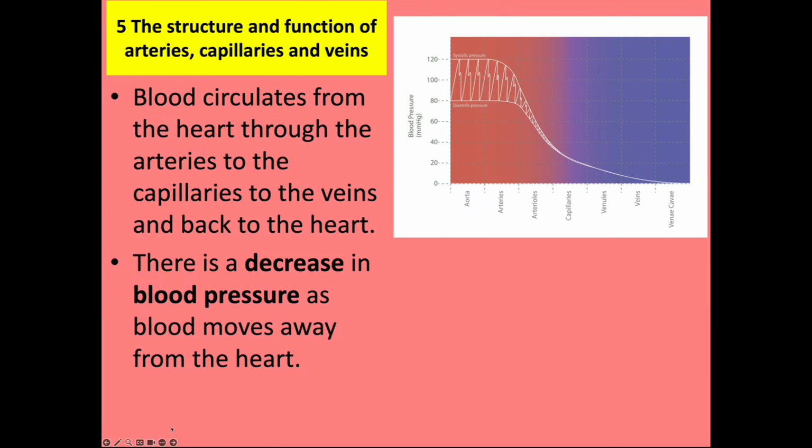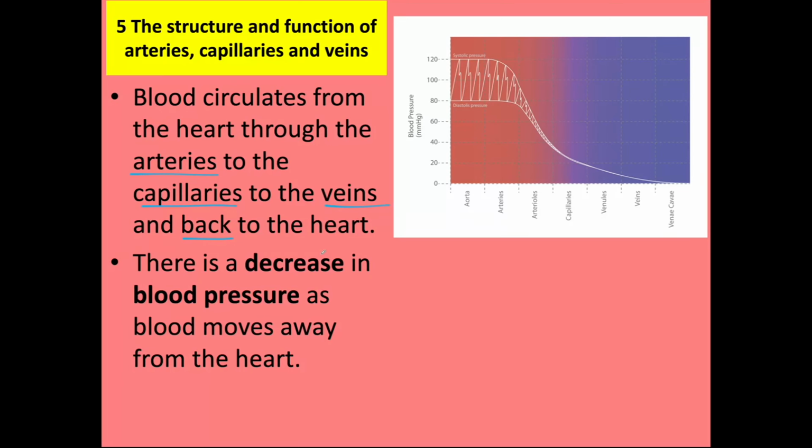So the first thing to know about this topic is to state that blood circulates from the heart through the arteries to the capillaries to the veins, and then back to the heart. Okay, so we've got a circulatory system. It leaves the heart, goes via the arteries to the capillaries, the veins, and then back to the heart.